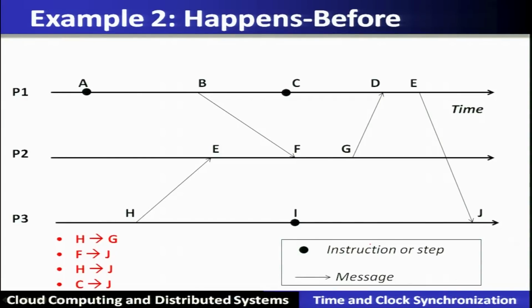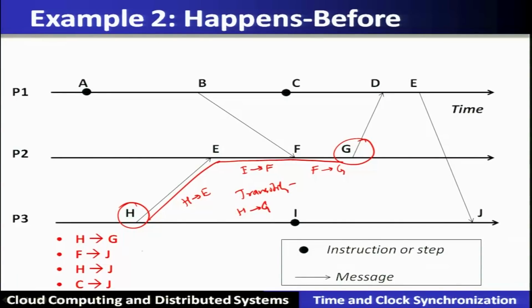Similarly, let us say that H has happened before G. So, there must exist a causal path which connects H to G. That means H is a send event and E is the receipt of a message. So, H has happened before E. Similarly, E and F are internal events of P2, so E has happened before F, and F and G are internal events of process P2, so F has happened before G. So, using the transitivity property, H has happened before G.